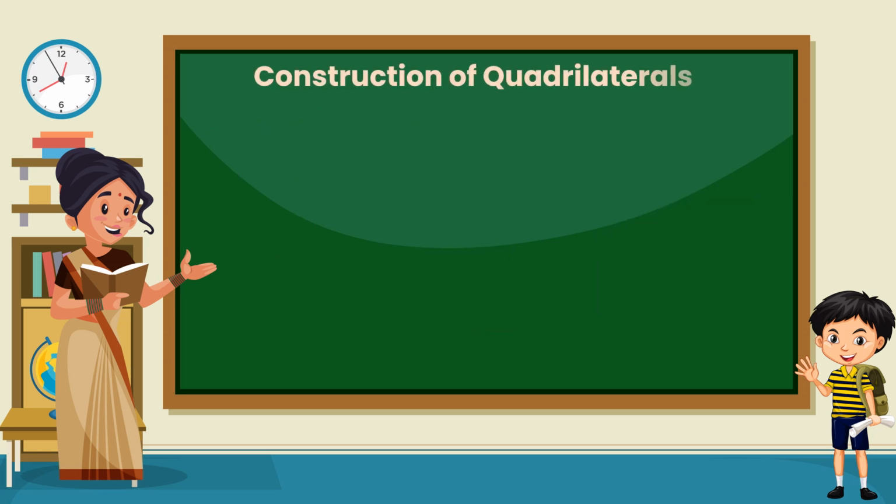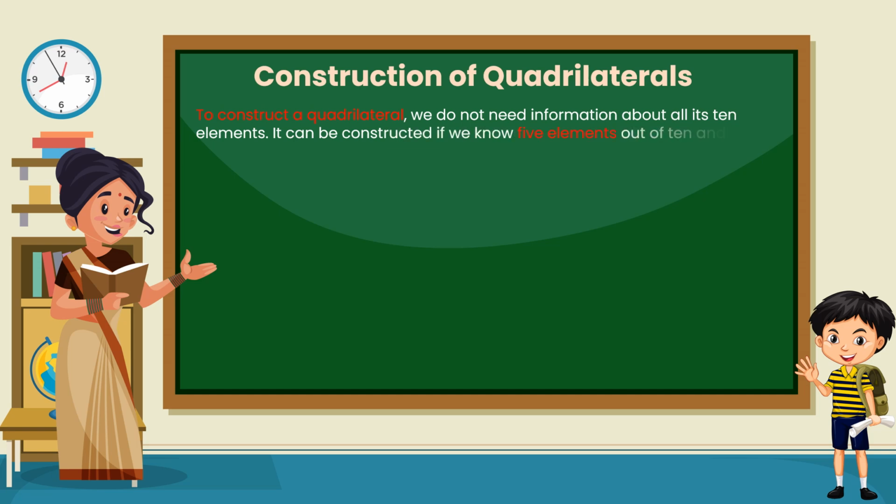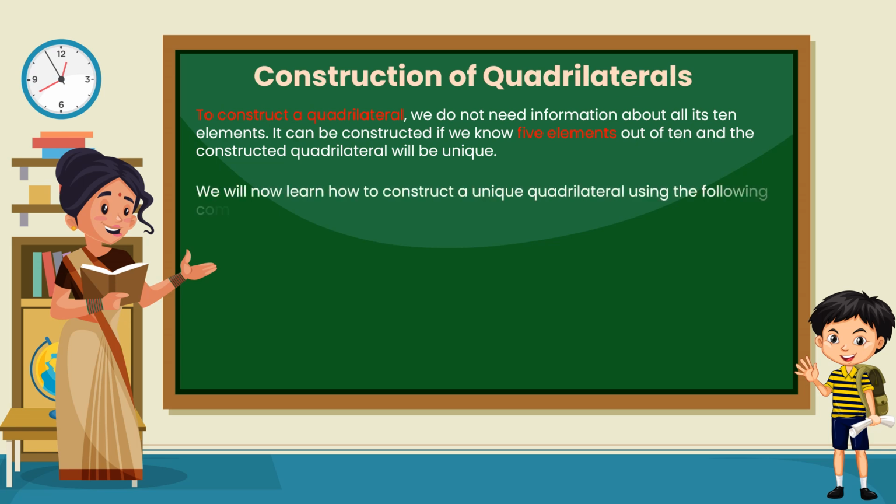Construction of quadrilaterals. To construct a quadrilateral, we do not need information about all its 10 elements. It can be constructed if we know 5 elements out of 10 and the constructed quadrilateral will be unique. We will now learn how to construct a unique quadrilateral using the following combinations of its 5 elements.